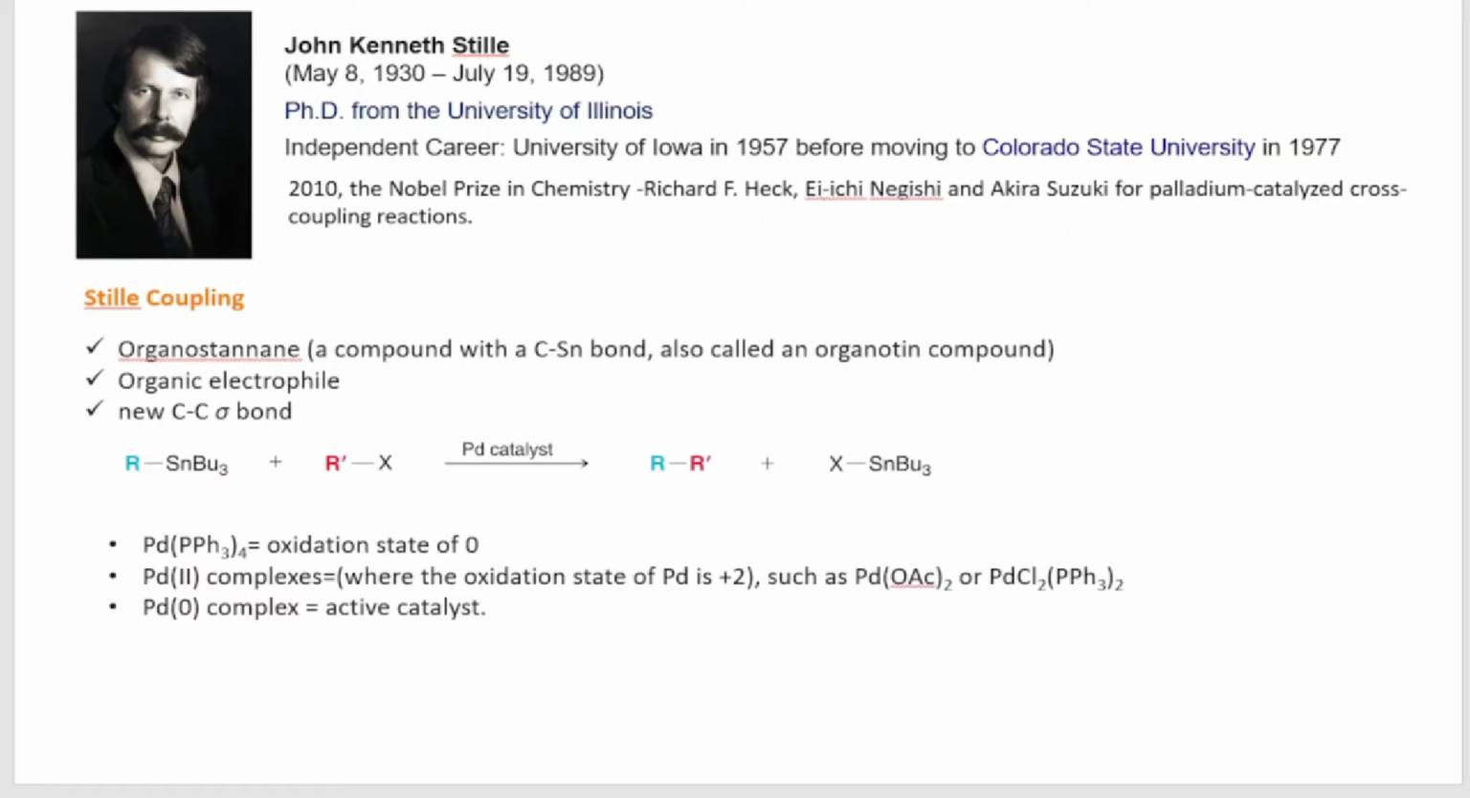Stille reaction. Stille did his PhD from University of Illinois, and I am happy that I did my first postdoc from this university. He started his independent career at University of Iowa, and then he moved to Colorado State University. There he performed the Stille reaction. Based on this work, Heck, Negishi, and Suzuki received the Nobel Prize in 2010.